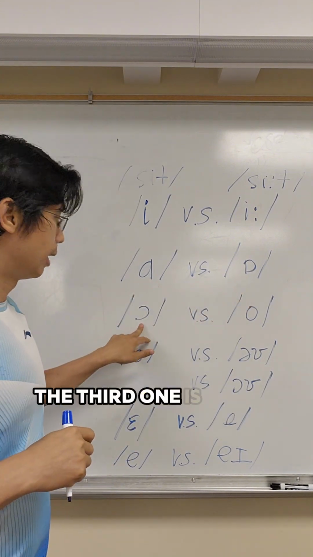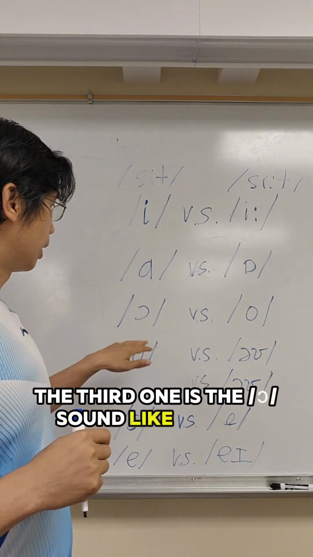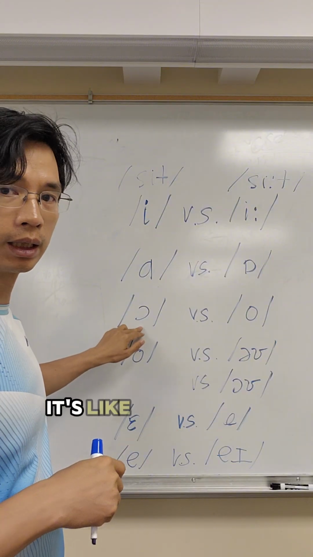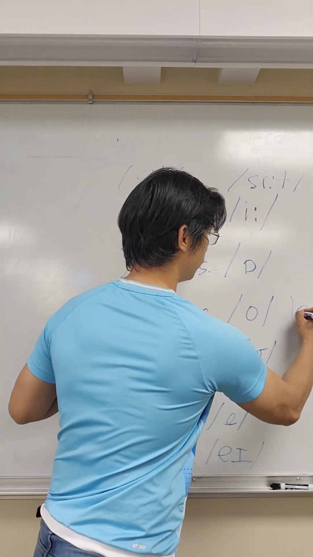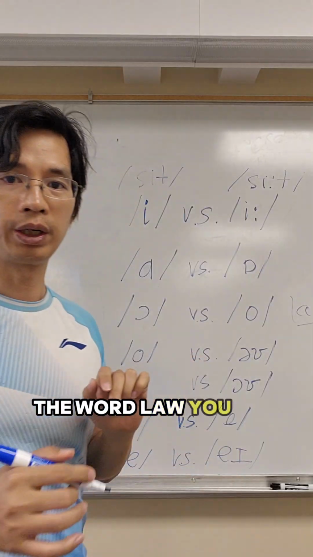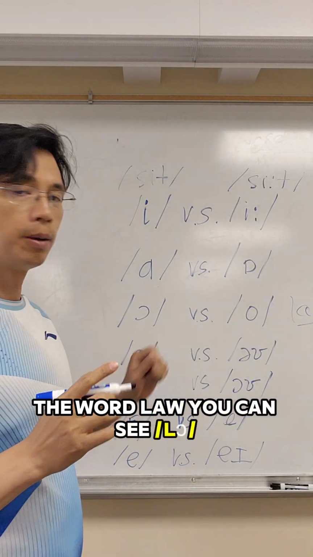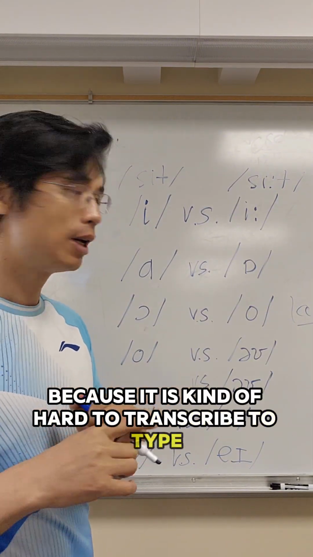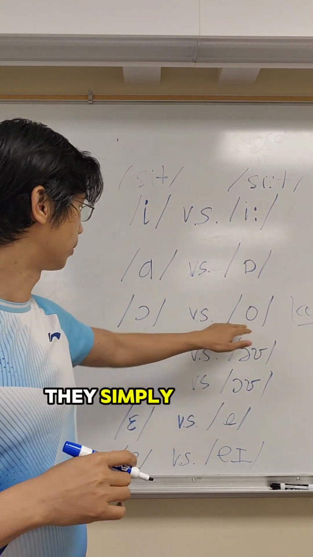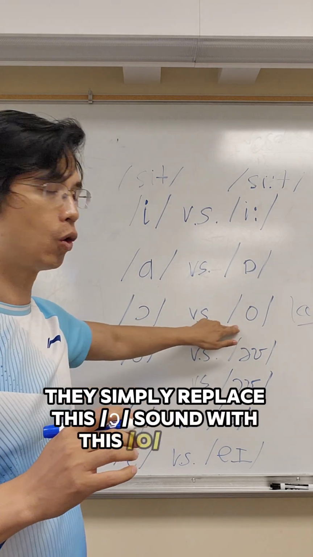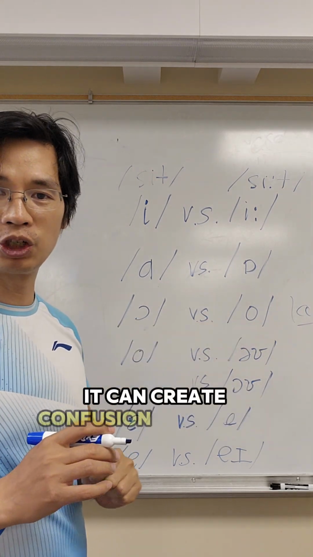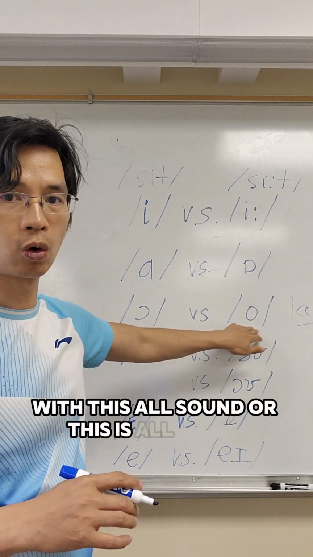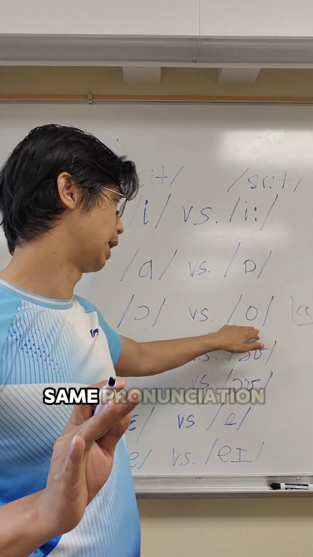The third one is the aw sound. In most dictionaries, you can see that the aw sound is transcribed in this way, like in law, for example. In the word law, you can see it written this way, but because it is kind of hard to type, in some dictionaries we simply replace this aw sound with this symbol. It can create confusion, so law can be written with this symbol or this symbol. They're all the same pronunciation.